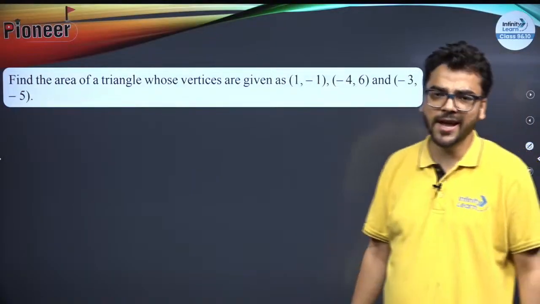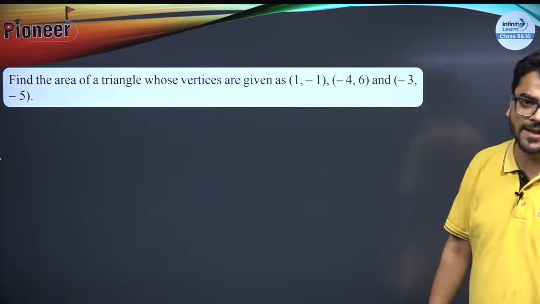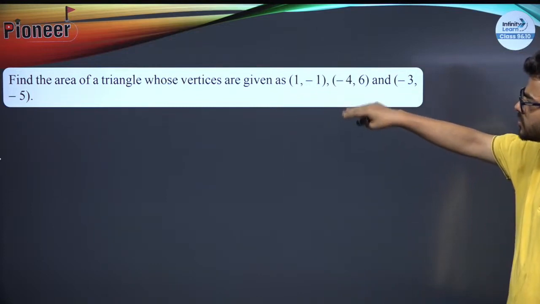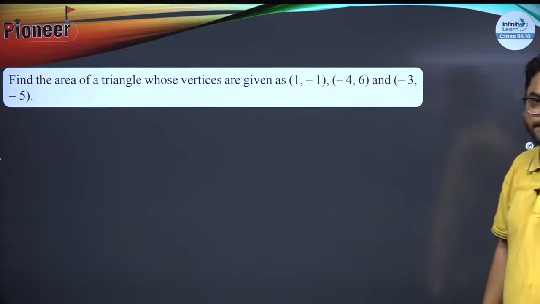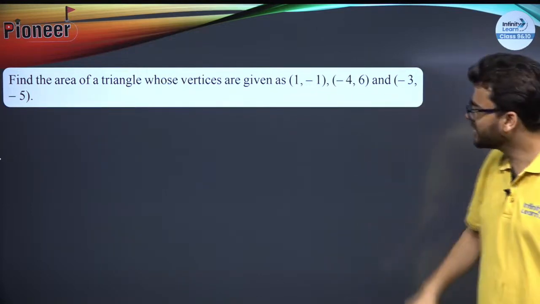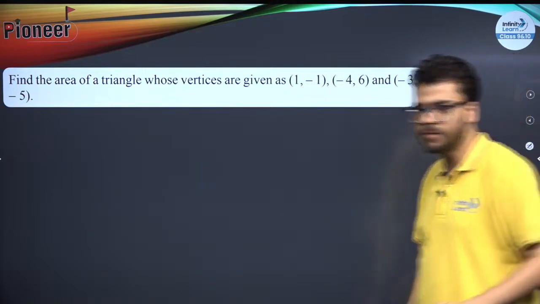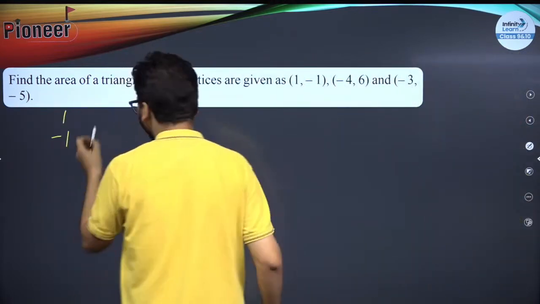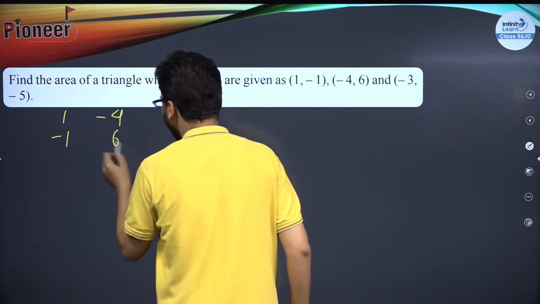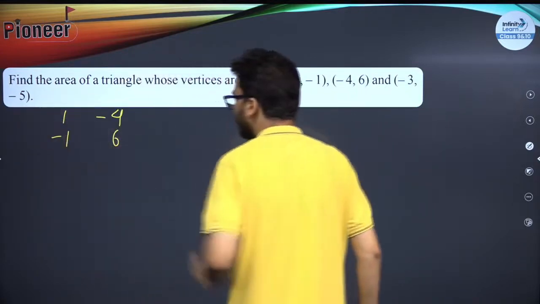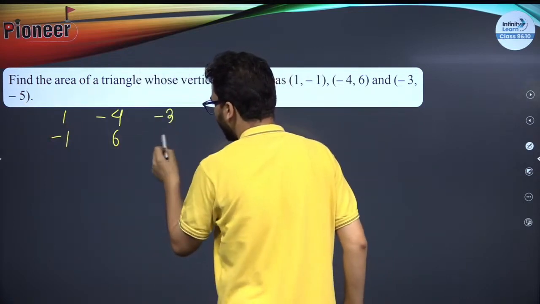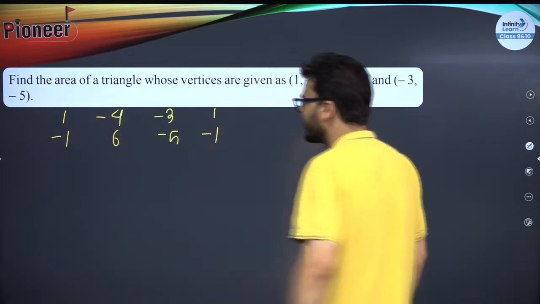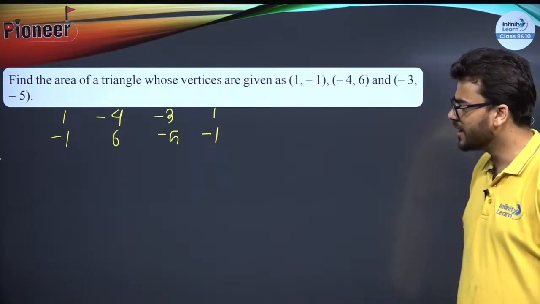So try doing this one, guys. It's the same question. You just have to find the area of this triangle using the same formula. Find the area of this triangle whose vertices are given to us. So the vertices are given in that order. Write it properly again. So I will write 1, minus 1, and then you have got minus 4, 6, and then you have got minus 3 comma minus 5. So minus 3 comma minus 5, and then once again write the coordinates of the first vertex over here.